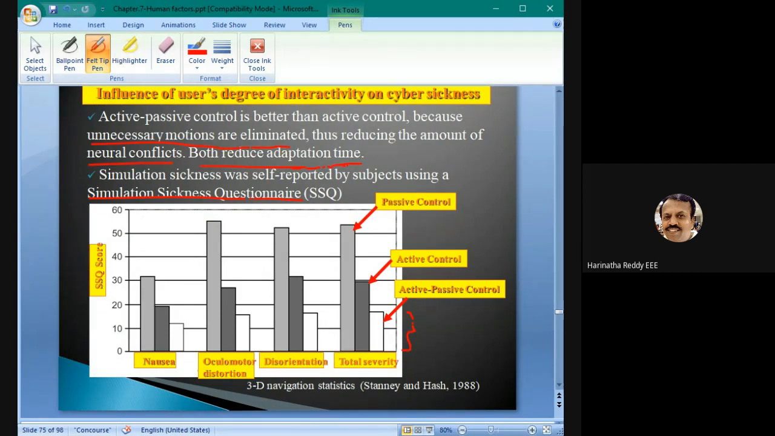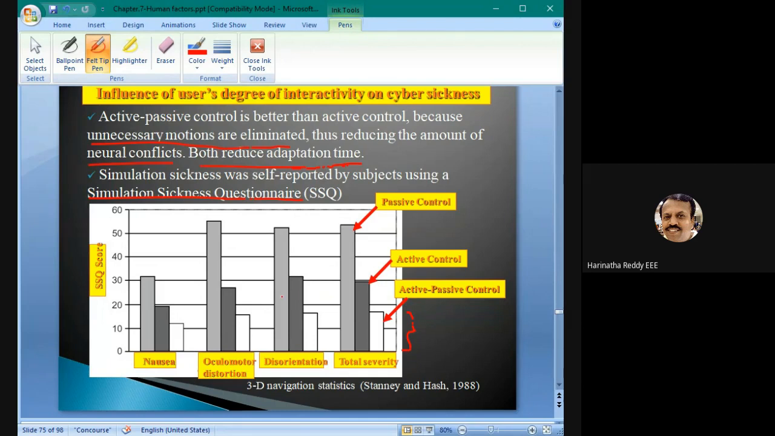So SSQ, if the score is high, then the severity is high. Please do remember, SSQ is nothing but simulation sickness questionnaire. If the score is high, obviously the severity is also more. And cyber sickness is more in that case. The symptoms, what symptoms can there be, like nausea, oculomotor distortion, disorientation, total severity. All these are different symptoms of cyber sickness when this particular method was used.